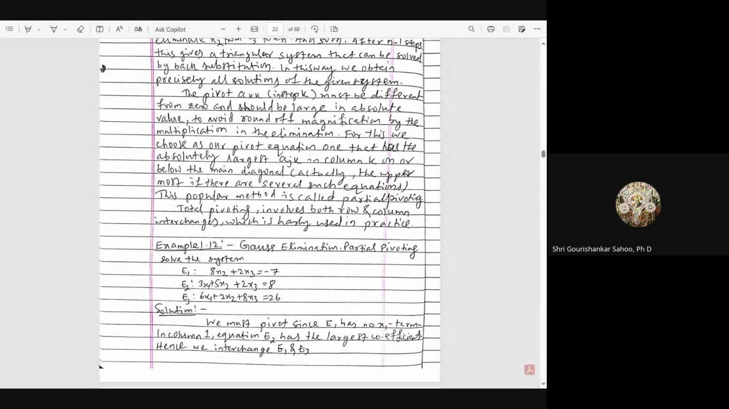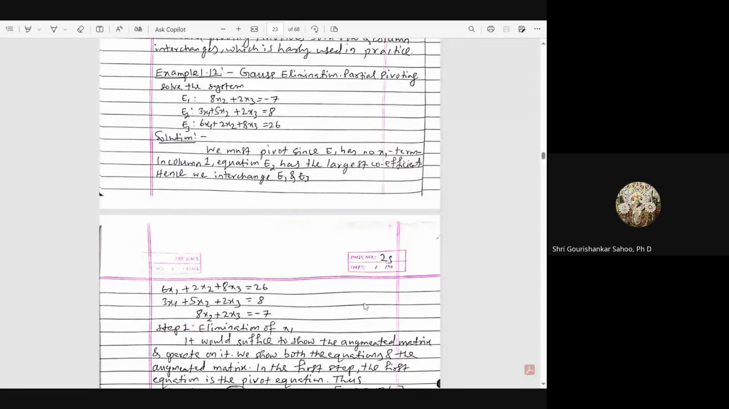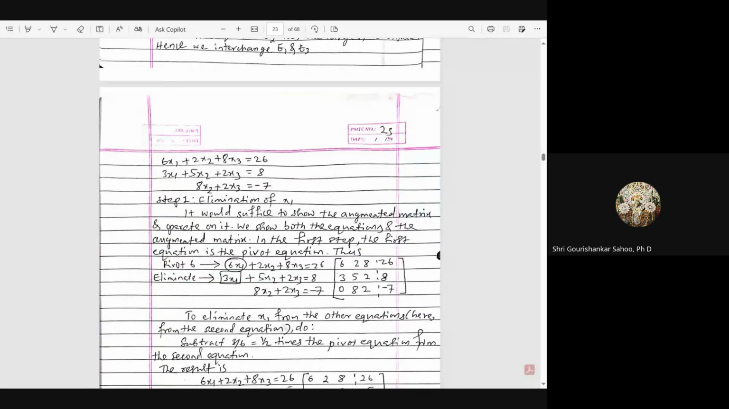Okay, so let us continue. We can also use Gauss elimination with partial pivoting to solve the system: 8x2 plus 2x3 is equal to minus 7, 3x1 plus 5x2 plus 2x3 is equal to 8, and 6x1 plus 2x2 plus 8x3 is equal to 26. So let us write the augmented matrix.